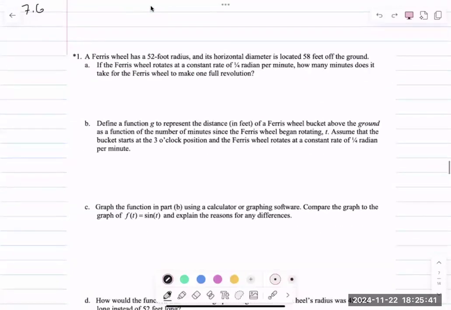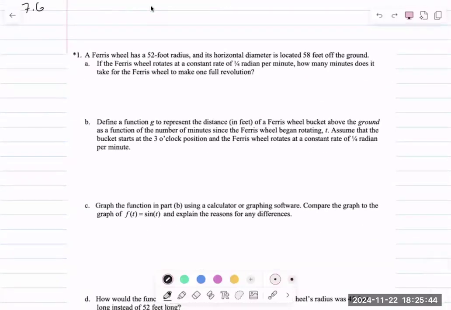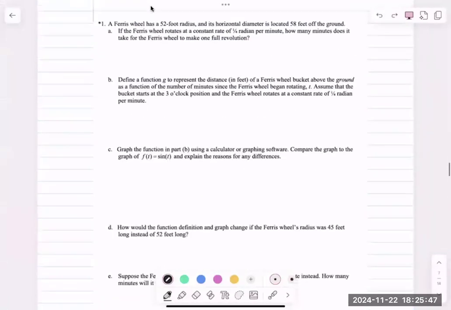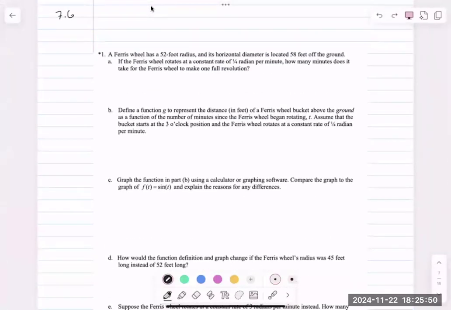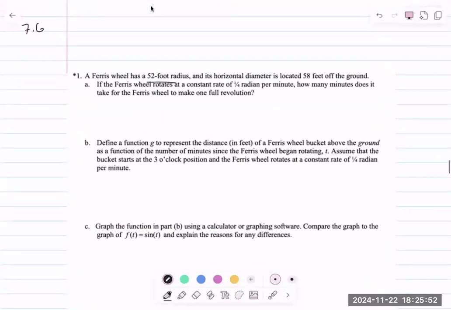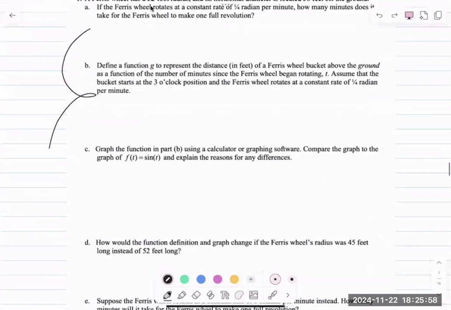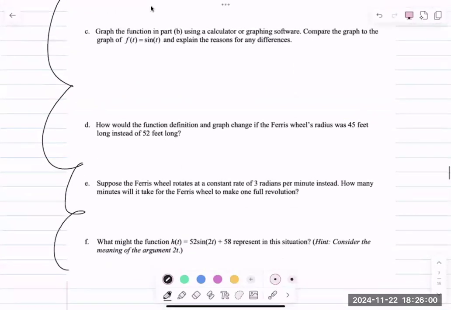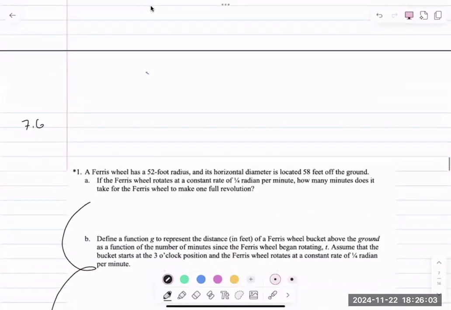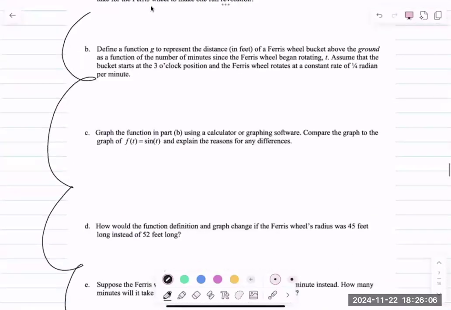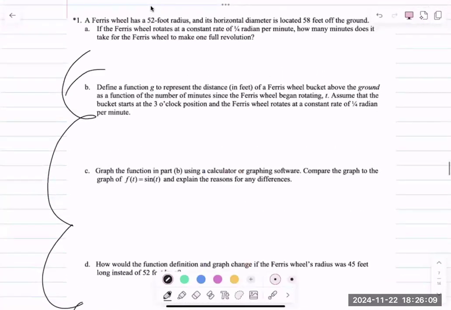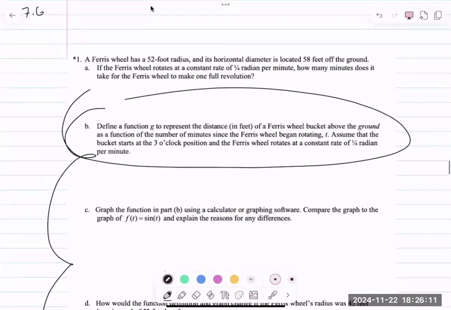So on 7.6, this was the Ferris wheel problem. And I want to take some time to go through this again in your workbooks. It's a really, really good problem, and try to really understand it. So we have a Ferris wheel with a 52-foot radius, a horizontal diameter located 58 feet above the ground. I think that you have this all filled out in your workbooks already, so don't worry about that. I just wanted to find a function for the distance in feet of the Ferris wheel bucket above the ground in terms of the number of minutes since the Ferris wheel began rotating, starting at the 3 o'clock position and rotating at this constant rate of 1/4 of a radian per minute.